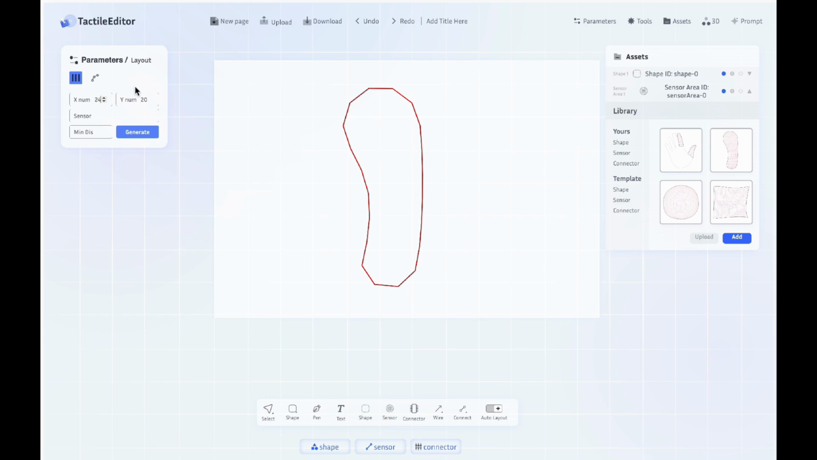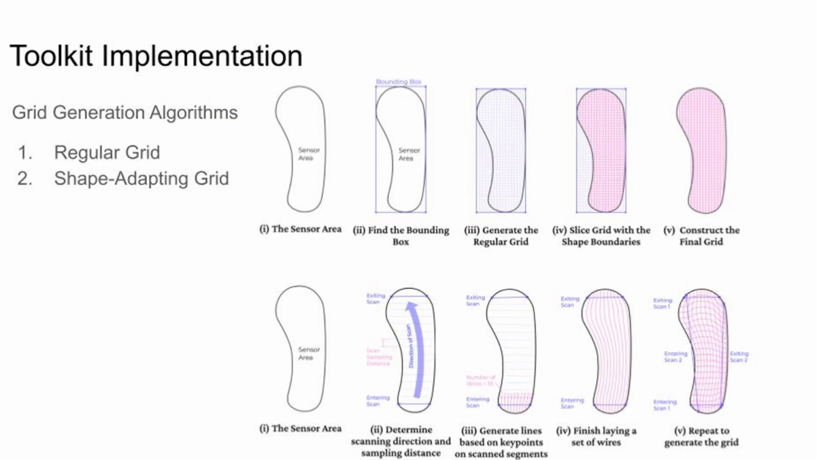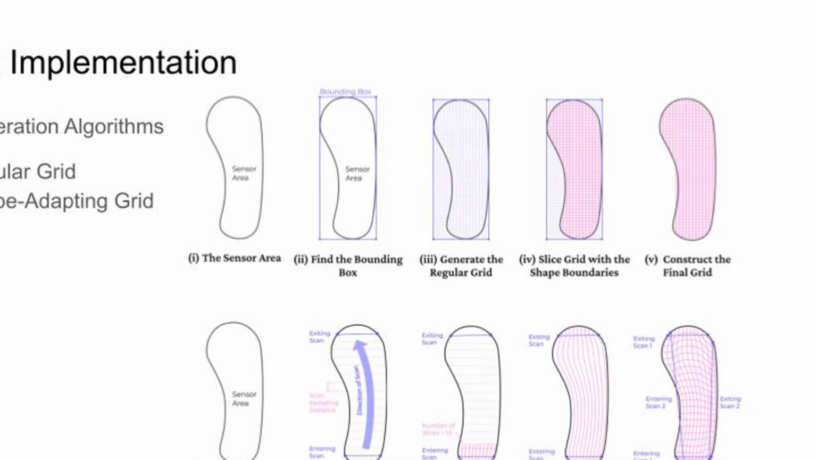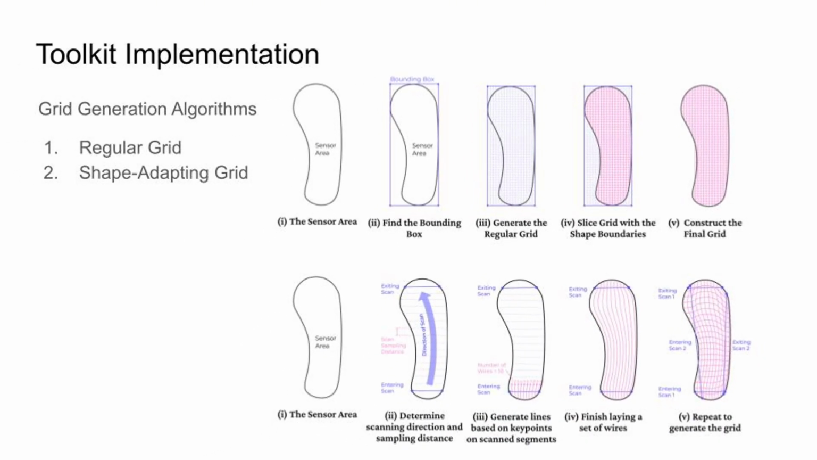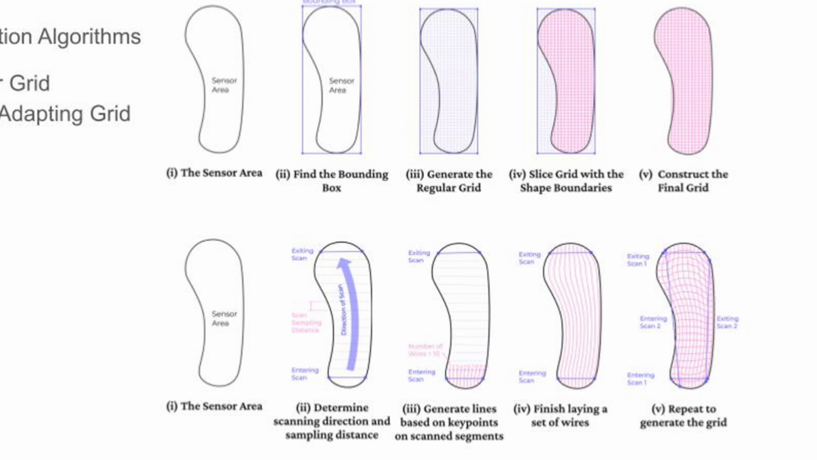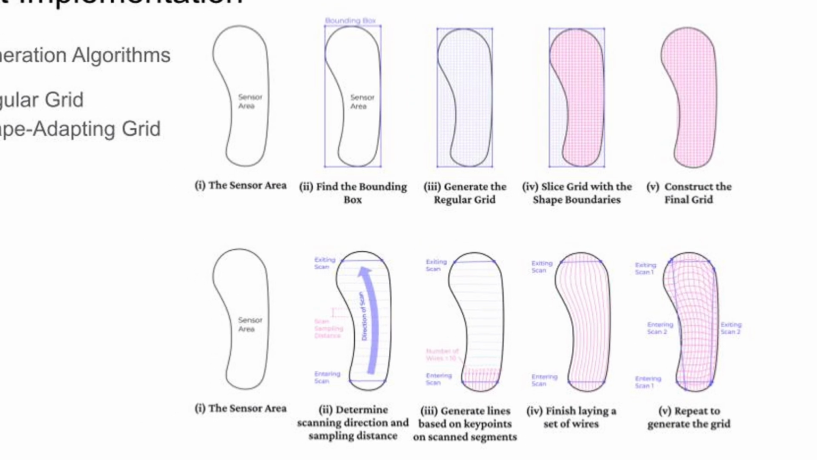By inputting appropriate parameters, such as the number of wires along the X and Y axes, a wire layout is automatically generated. To meet diverse user needs, we provide two types of grids. The regular grid generation method creates a uniform grid within the bounding box of the target shape, intersecting the grid lines with the shape's boundaries to form a precise grid. The shape-adapting grid method uses a shape-scanning algorithm to evenly distribute wires across the sensor area.